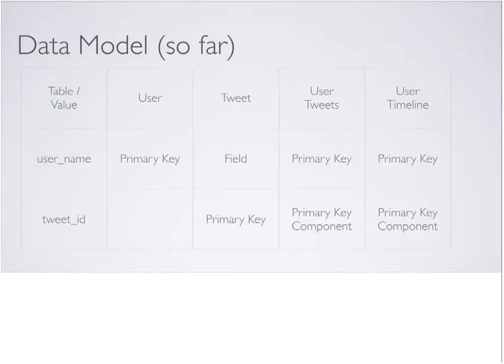So we looked at our data model now. We've added user tweets and user timeline. And you start to see a pattern here. The username is used in the primary key in most of these tables, and that's a common pattern. We've identified the username as a business entity, and we're storing different collections of columns about them.